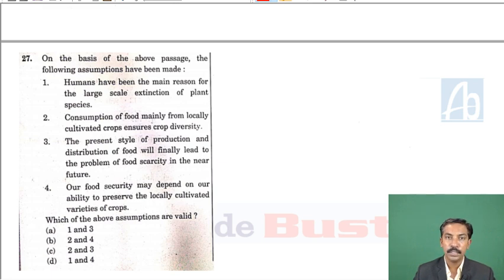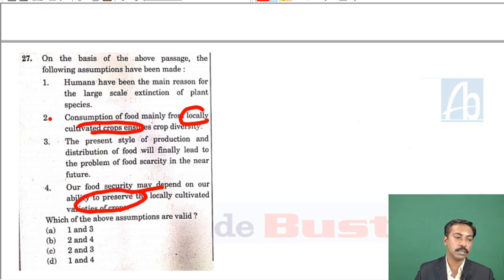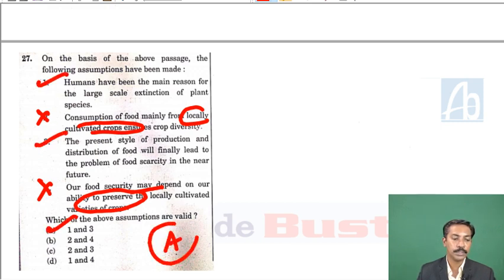cultivated varieties of crops. There has been a reference in the text where it says that our heavy dependence on a few high yielding varieties and technology driven production and distribution of food is causing the dwindling. So when these are considered to be the major causes, then dependence or consumption of locally cultivated crops is almost not possible. So we can eliminate these two statements. Statement 2 and statement 4 can be eliminated, and from the context provided, we can conclude statement 1 and 3 are valid. Answer is option A.